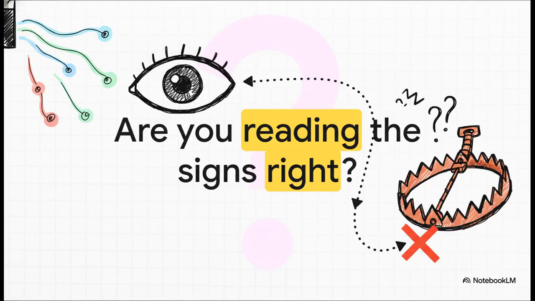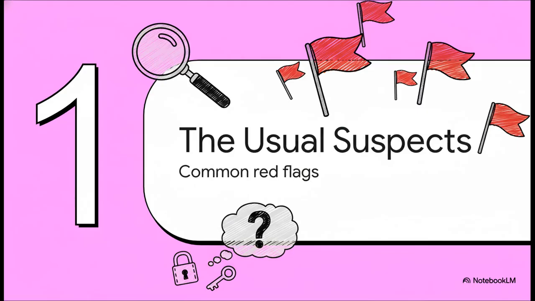So that's the big question I want you to keep in the back of your mind as we go through this. The signals your database is sending you, are you reading them right, or are they quietly leading you straight into a trap? All right, time to put on our detective hats. We're about to investigate some of the most common wait events that get misdiagnosed all the time. These are the usual suspects, the red flags that make everyone panic, but usually have a perfectly logical explanation.